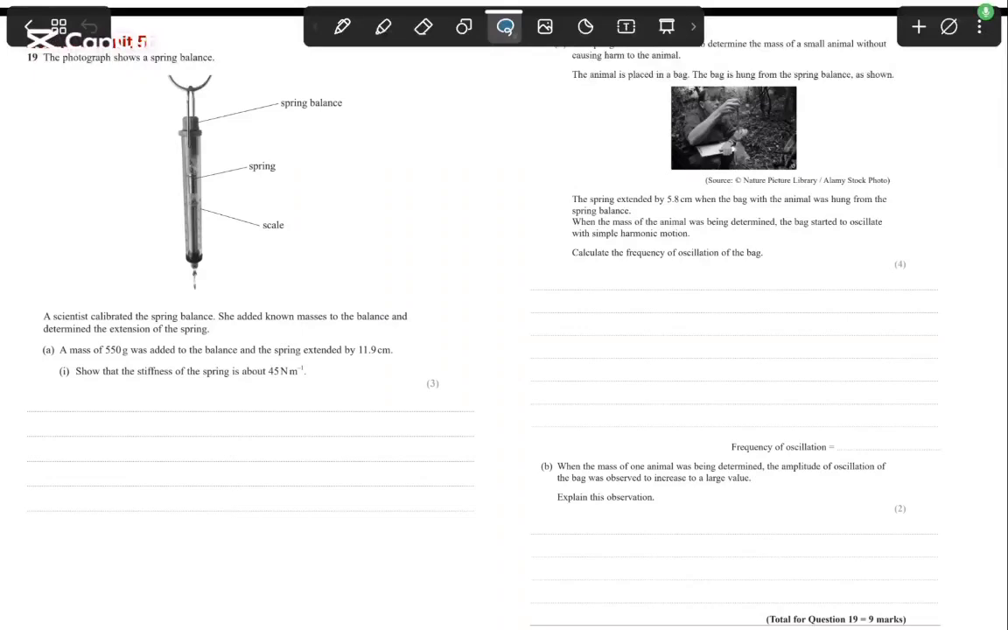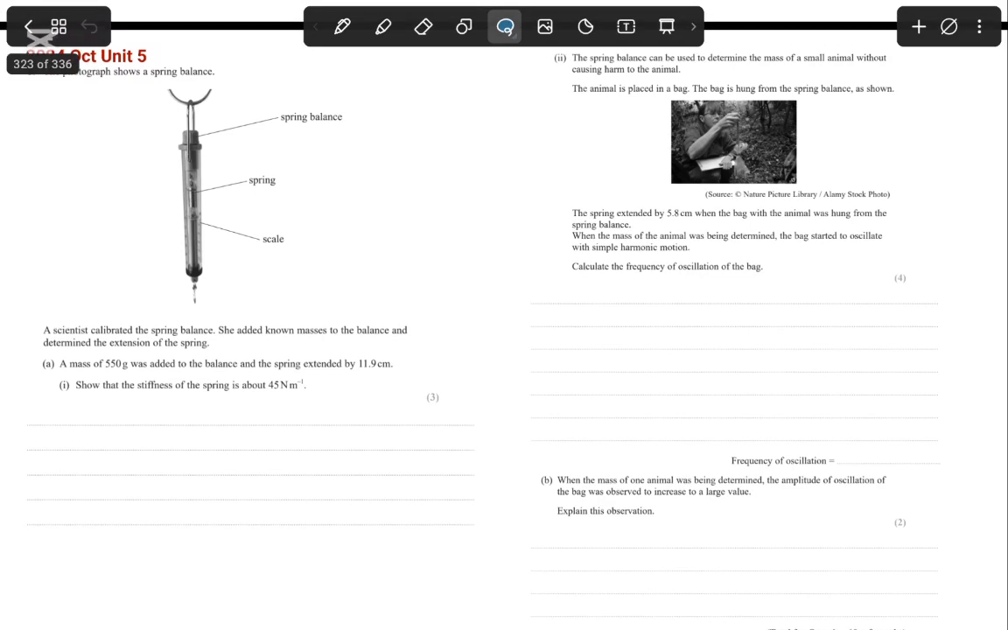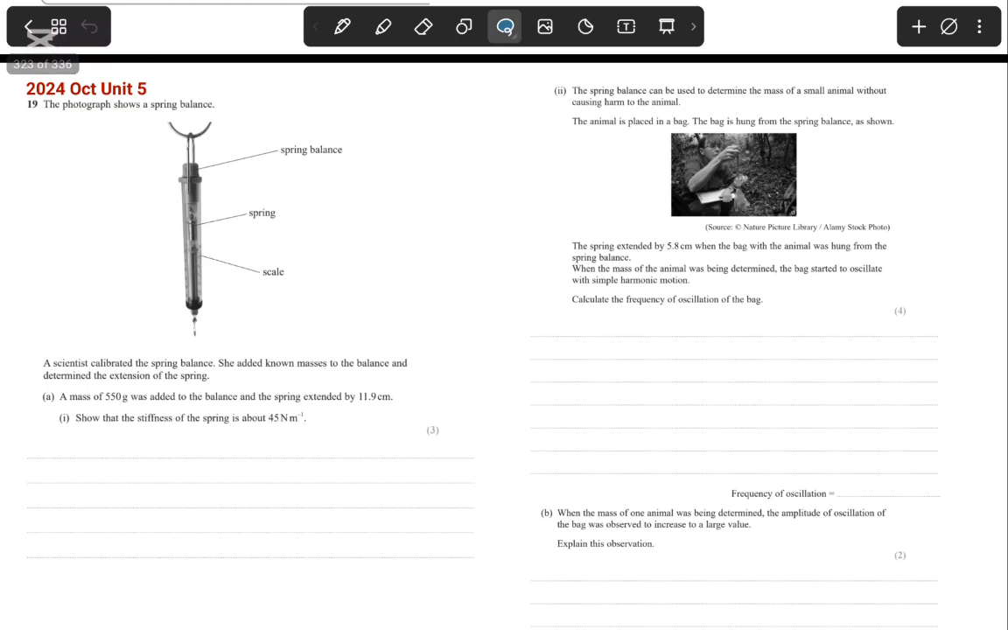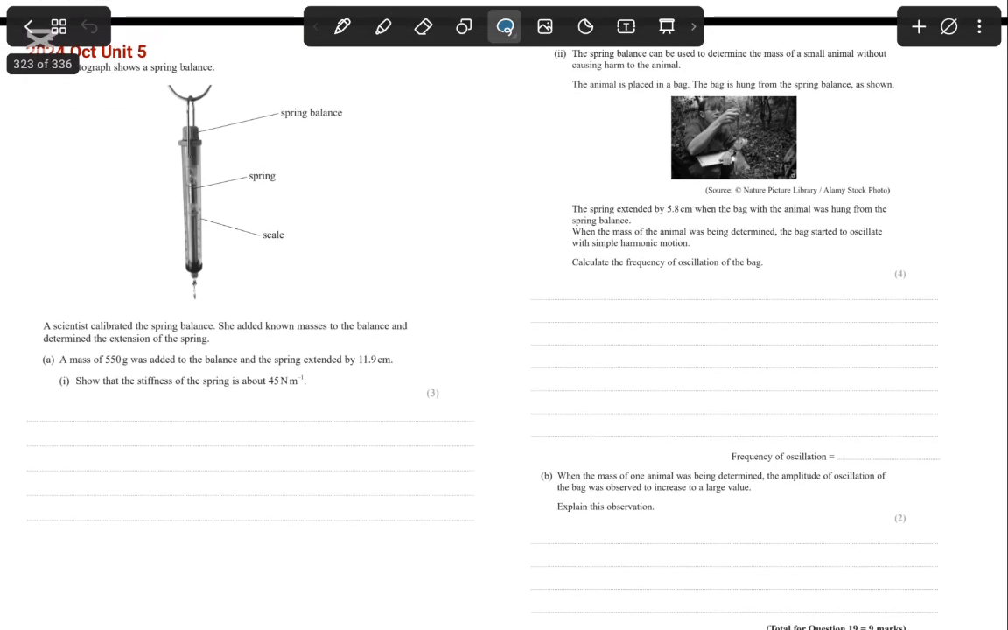Welcome back to another exam walkthrough. We're going to be doing some questions on oscillations. This is going to be from 2024 October, Unit 5, question 19. So you can pause the video, read the question, and then attempt the question yourself. And if you want to see the mark scheme and the examiner report, you can go to the end of the video. And without further ado, let's start.